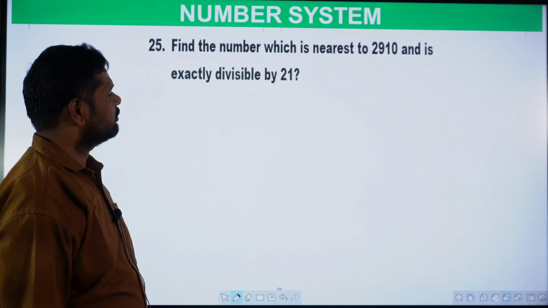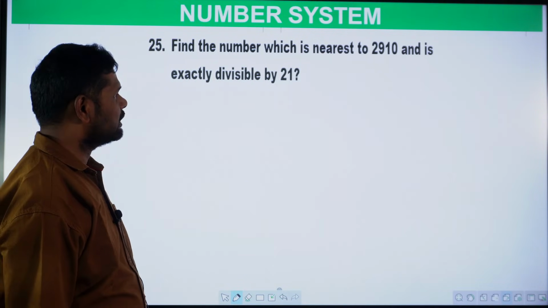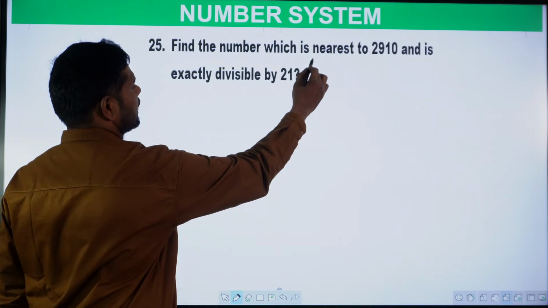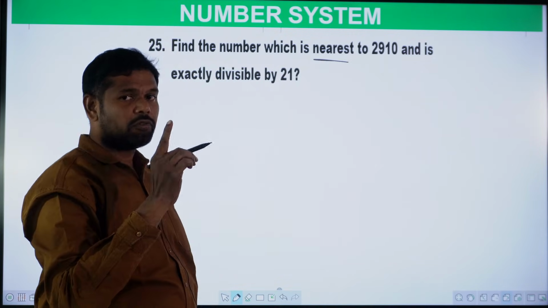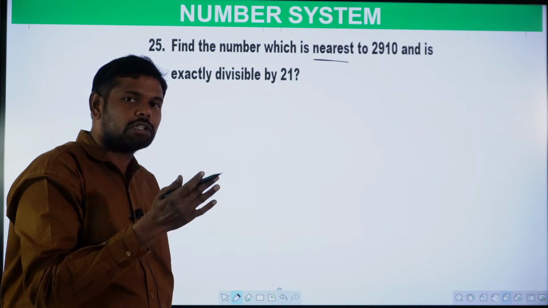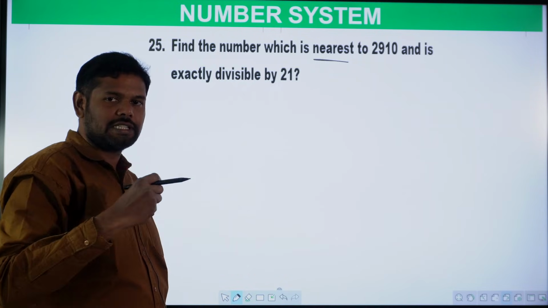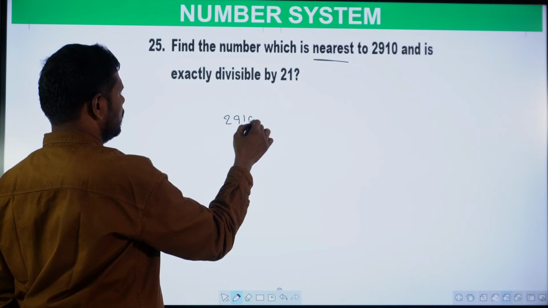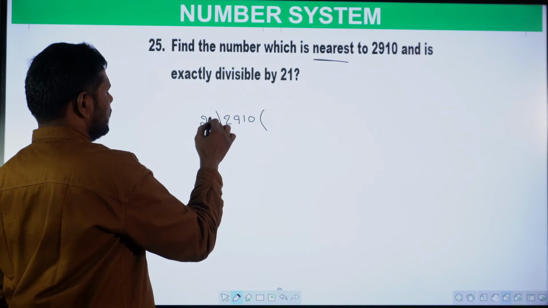Find the number which is nearest to 2910 and is exactly divisible by 21. They are asking about nearest. Nearest means you find out both the adding value and the subtracting value. In those two, whichever is the least, that is the correct answer. Now, the nearest number to 2910 which is divisible by 21.